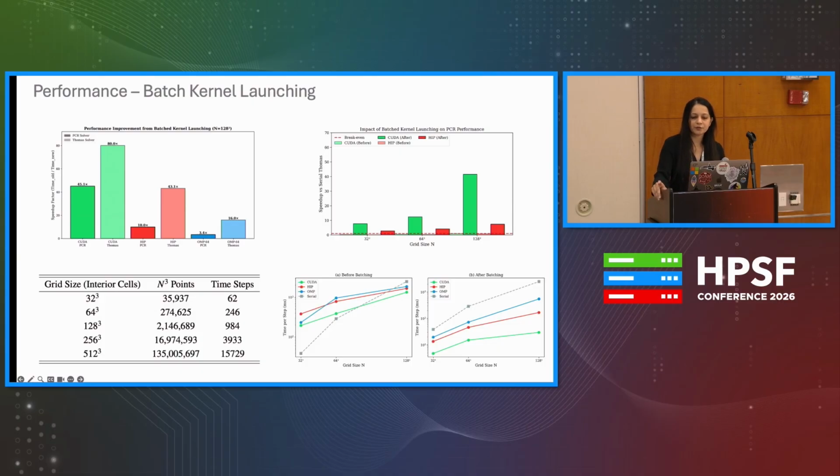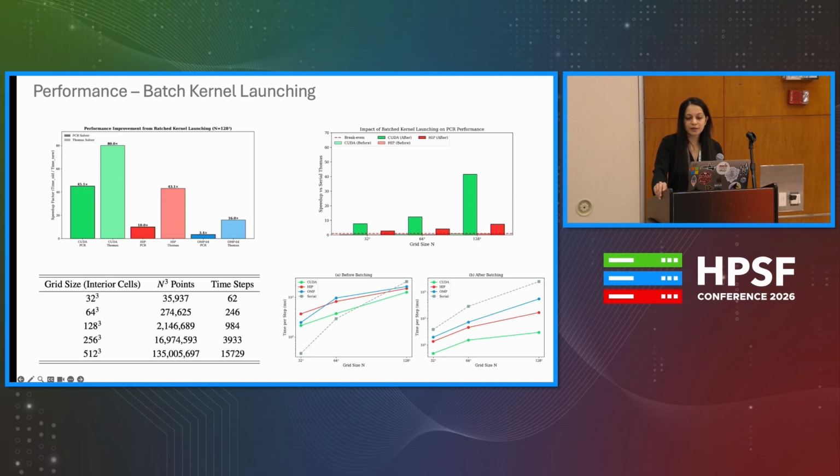The bar chart on the left shows the speedup from batching alone for the 3D heat equation at 128 cube over 984 time steps. There are significant gains on all three platforms with both Thomas and PCR algorithms. The bar chart on the right shows that the gain scales well with increasing problem size.